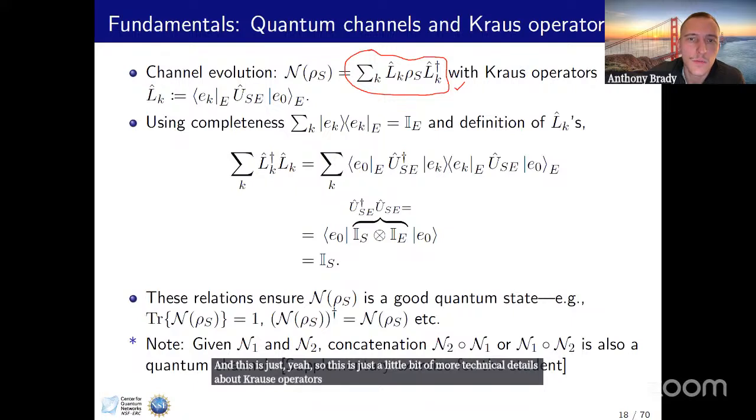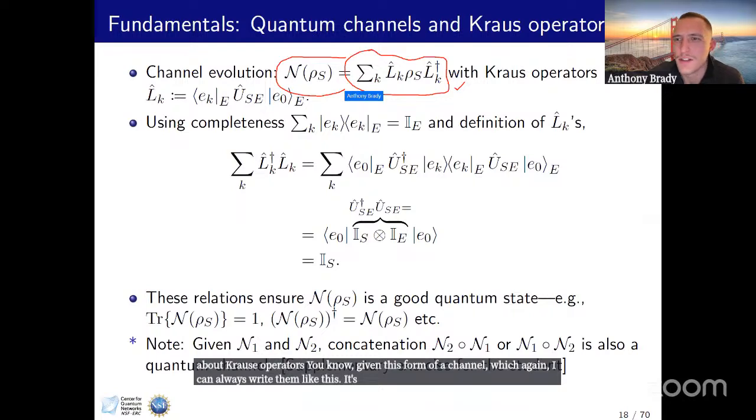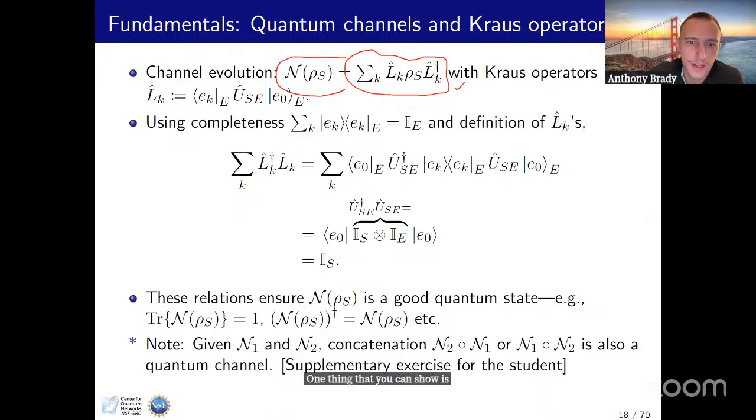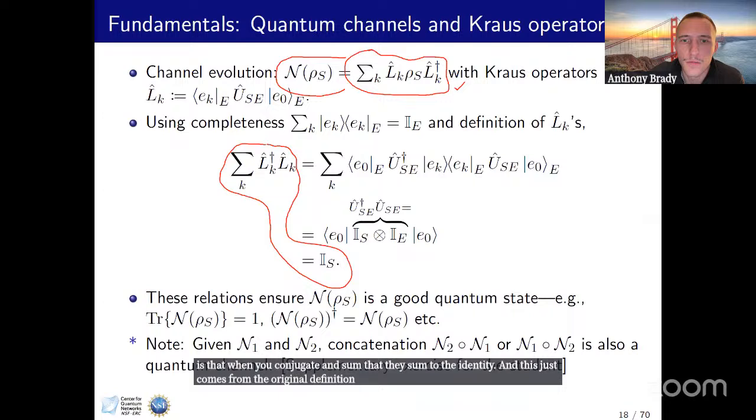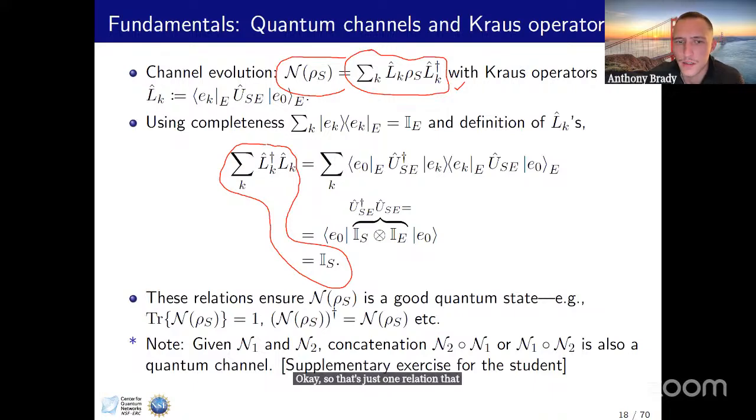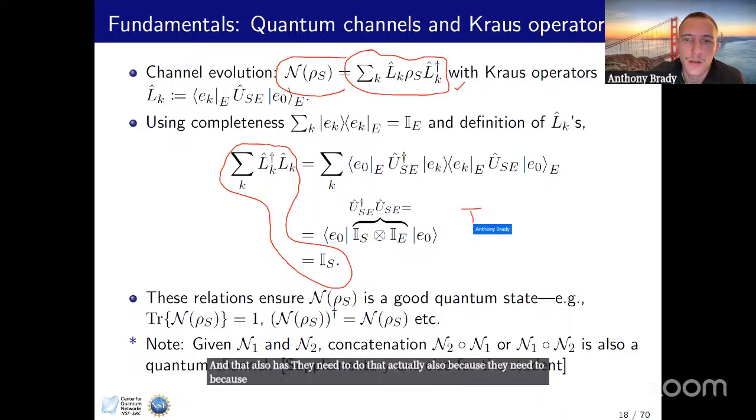So, given this form of a channel, which I can always write like this, what do these operators actually need to satisfy? One thing you can show is a sort of completeness relation: when you conjugate and sum, they sum to the identity. This just comes from the original definition of the Krauss operator and the unitary, where U dagger U is identity. That's one relation that Krauss operators satisfy. It's also relevant because the output state should be normalized. So the output state of this channel, remember, I said this is a valid state.